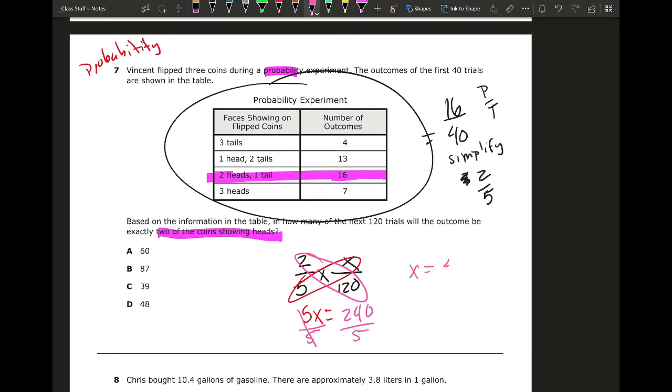So x equals 48, which is D. So out of the 120 trials, I can expect 48 times to get 2 coins to land on heads.